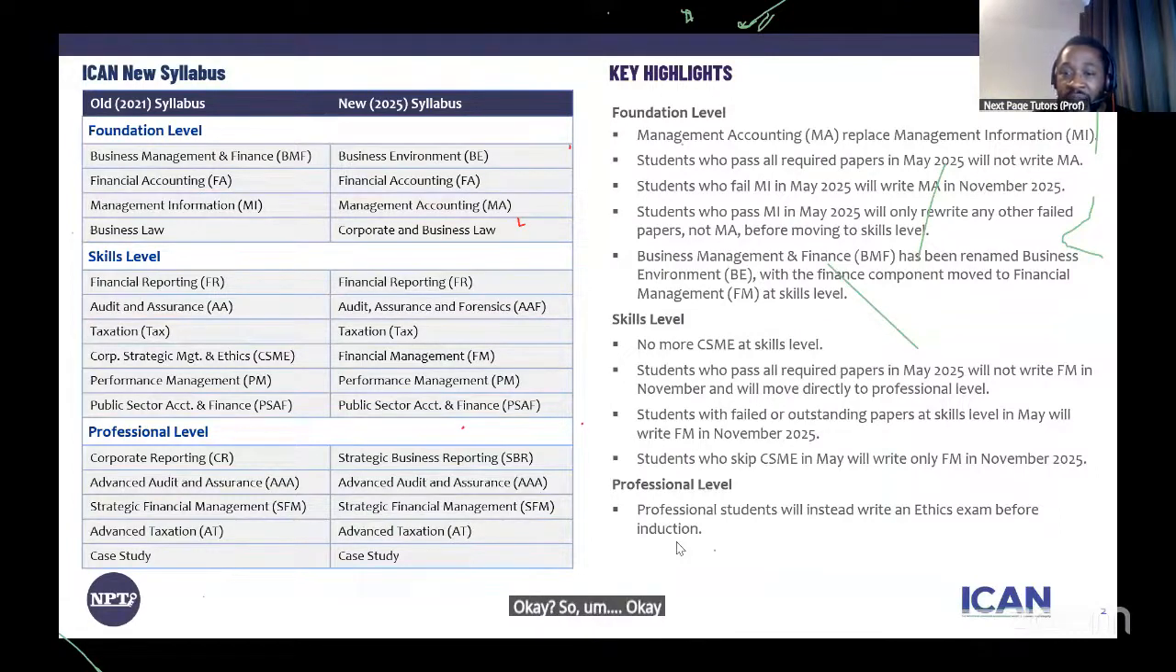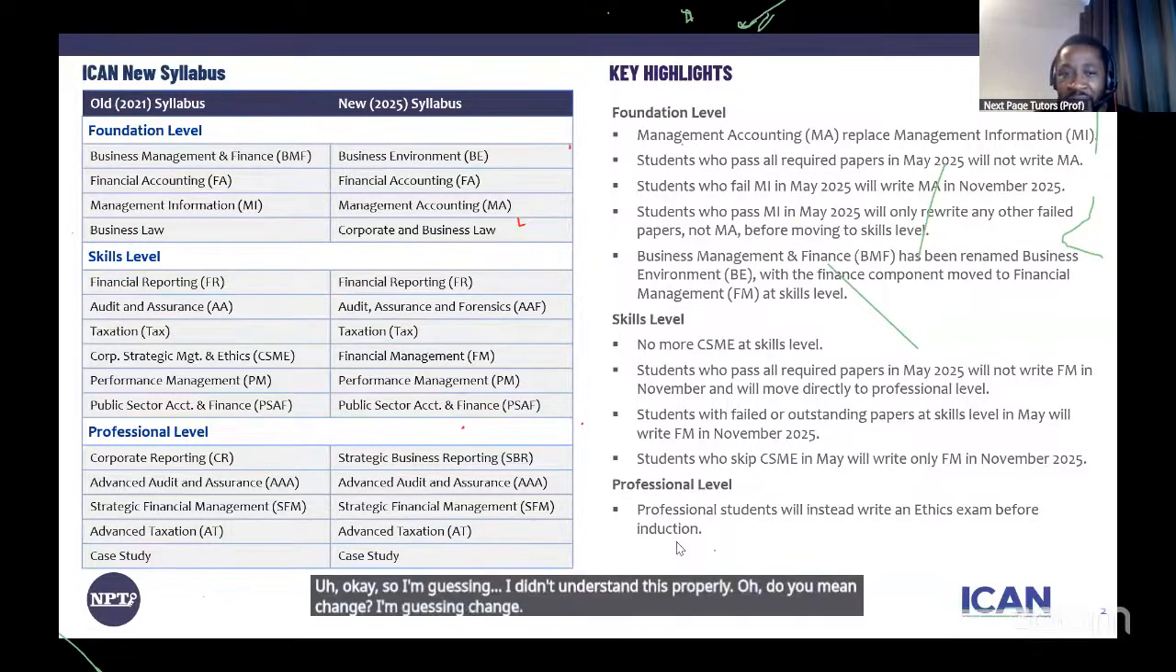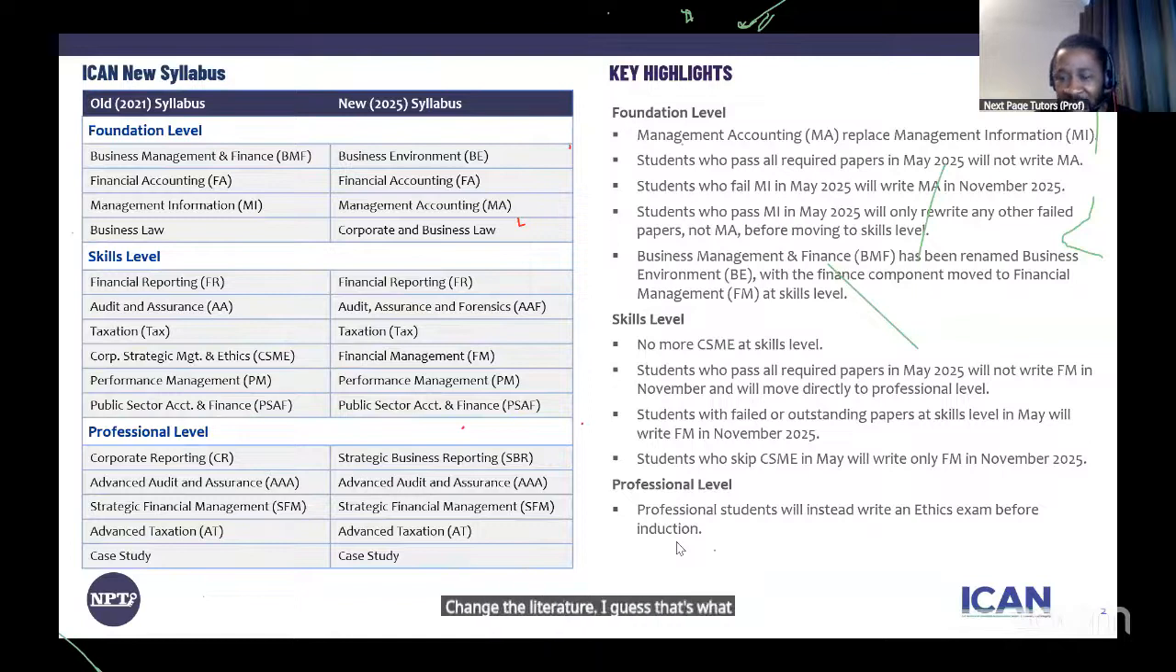Okay, so the next question is, please ICAN, change the lead tutor for SBR. The money I paid for SBR last diet was a total waste. Okay. So I'm guessing I didn't understand this properly. Do you mean change? I'm guessing change the lead tutor. I guess that's what the person is trying to say. Anyways, okay, so that's noted.